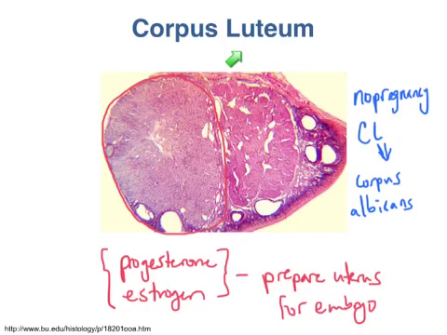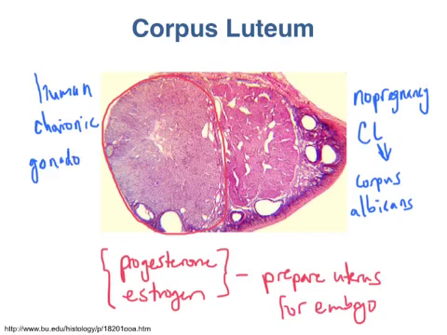Now, there's a hormone that's released during pregnancy that keeps the corpus luteum active. You may have heard of it. It's called human chorionic gonadotropin, or HCG. That's the hormone that keeps the corpus luteum active if pregnancy occurs. If there's no pregnancy, there's no HCG, and the corpus luteum deteriorates and becomes a corpus albicans.